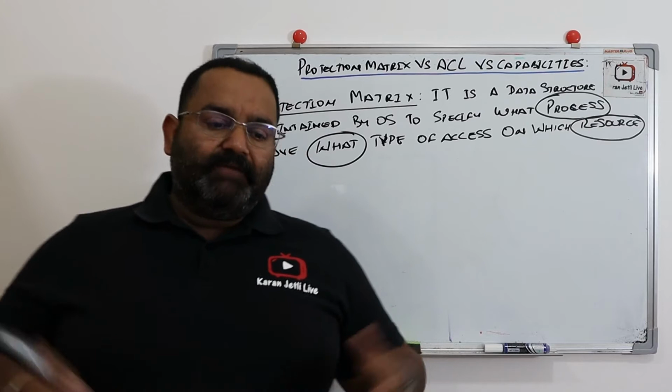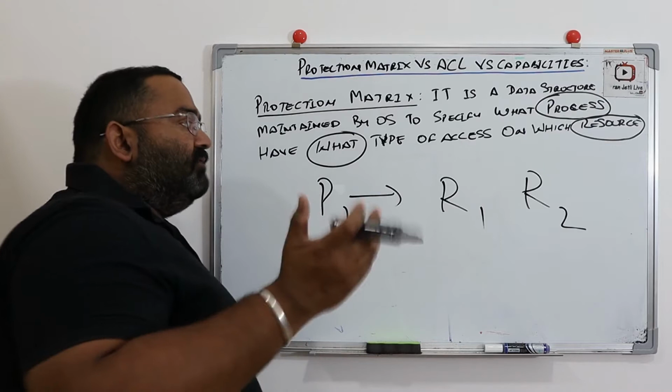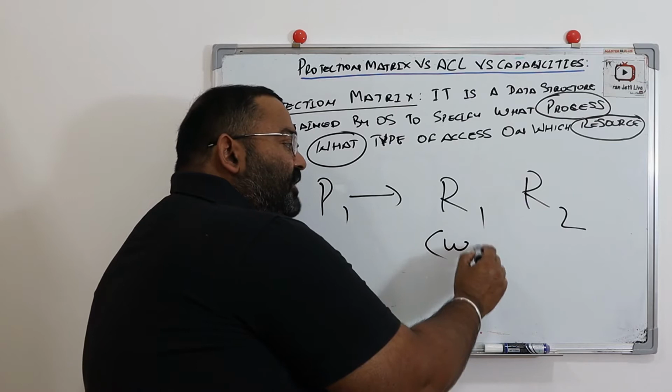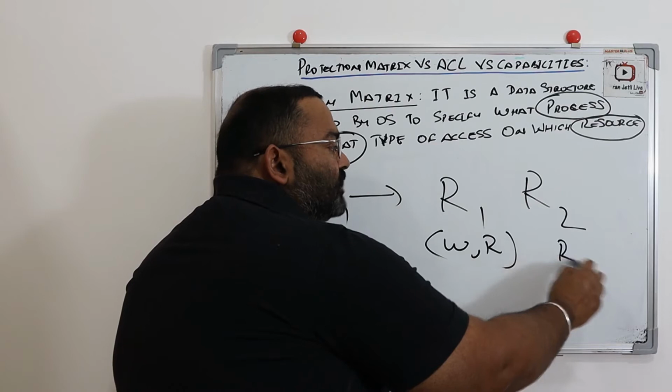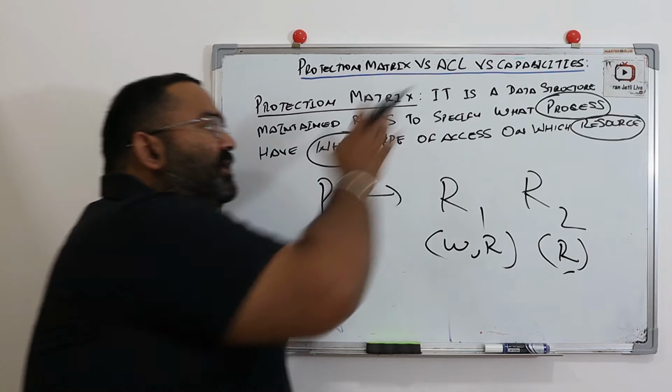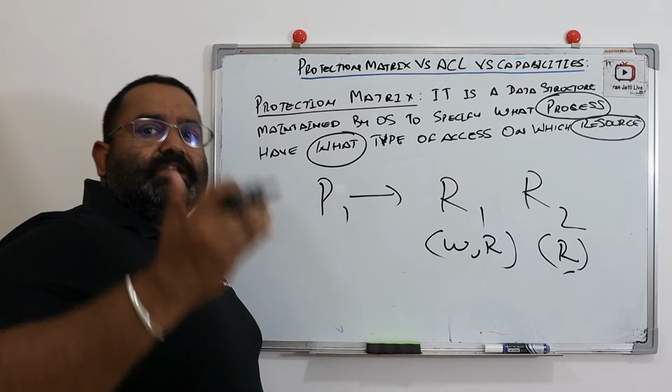For example, I have a process P1. It has resources R1 and R2. What type of access can P1 have on resource R1? We can say P1 can read and write on this resource. And what type of access does P1 have on R2? I can say on R2, P1 can do only the read operation. So when I maintain a data structure which specifies all the processes, all the resources, and what type of access the processes have on those resources, we call it a protection matrix.